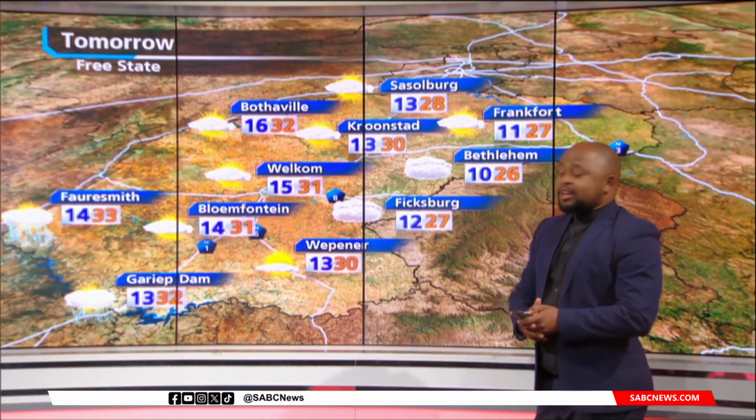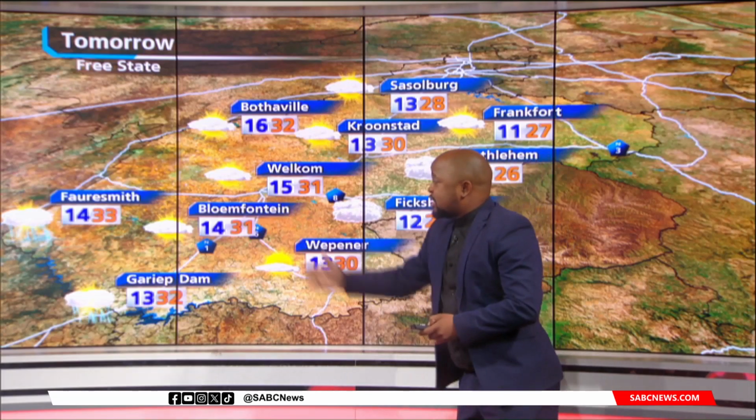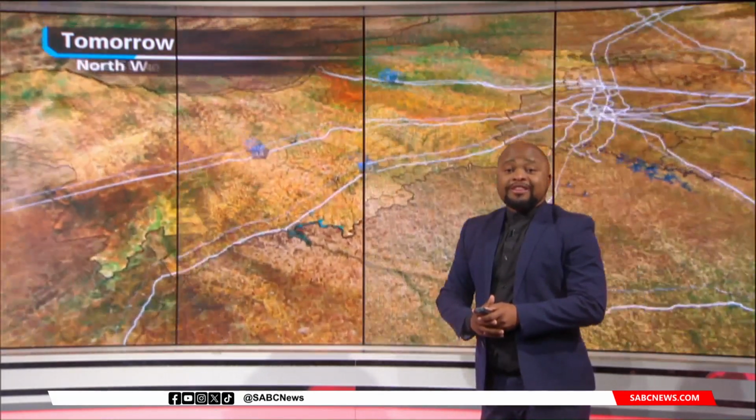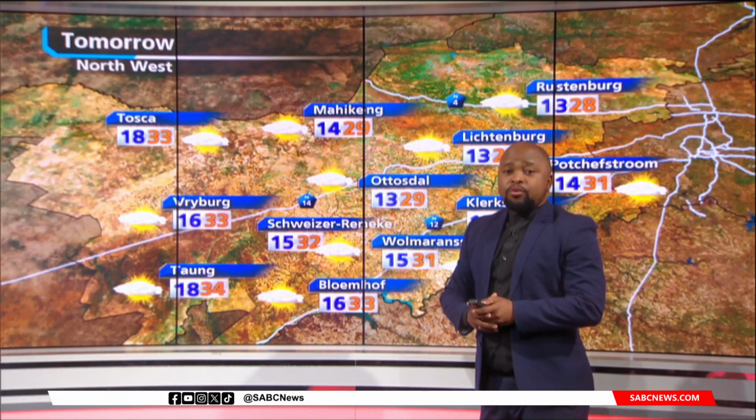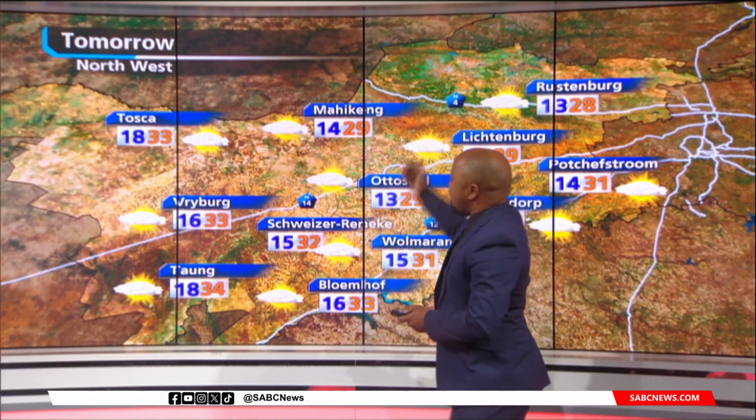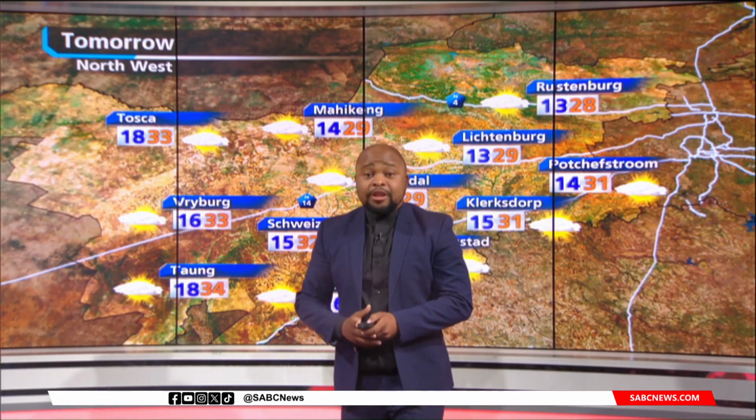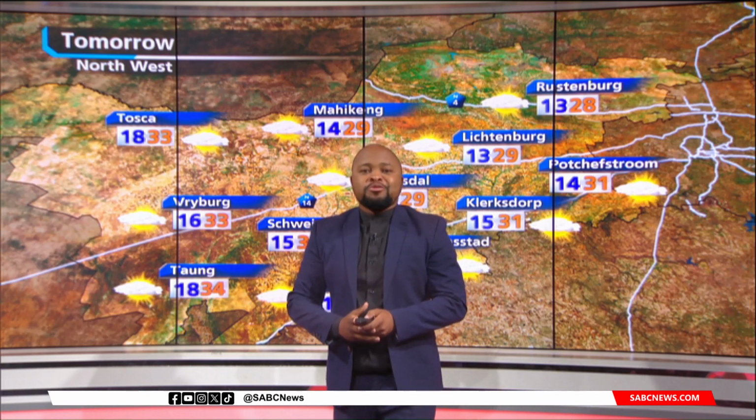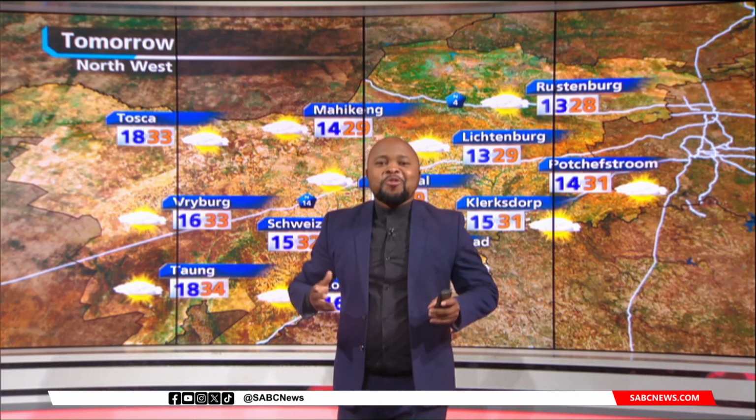Clear skies at first, but later on, just some partly cloudy skies with a slight chance of thunder showers over Fort Smith. And lastly, in the Northwest province, very warm weather conditions here. High of 29 for Mahikeng and a pleasant 34 degrees over Taung in the southwestern parts of the Northwest province for tomorrow afternoon. And that is all from the weather desk.